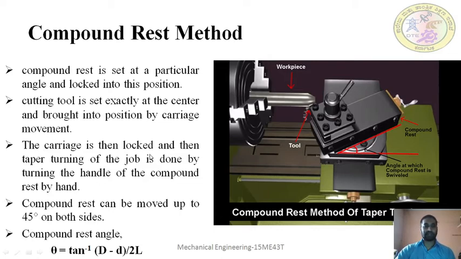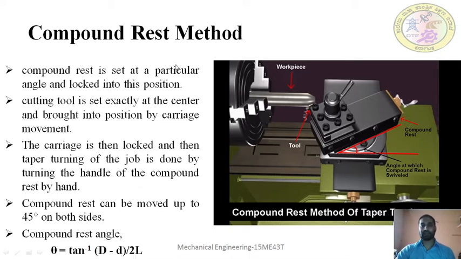The carriage is then locked, and then taper turning of the job is done by turning the handle of the compound rest. The compound rest can be moved up to 45 degrees on both sides. The compound rest angle theta equals tan inverse of (D minus d) divided by 2L, where D is again the maximum diameter of the taper, small d is the minimum diameter of the taper, and L is the length of the taper required.